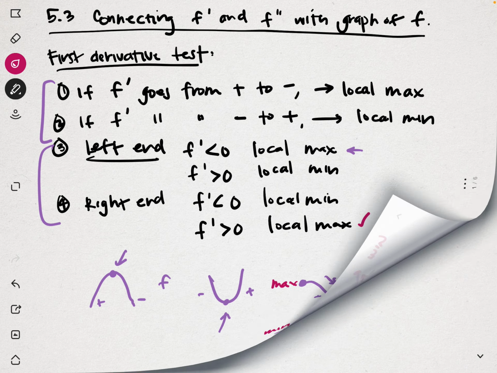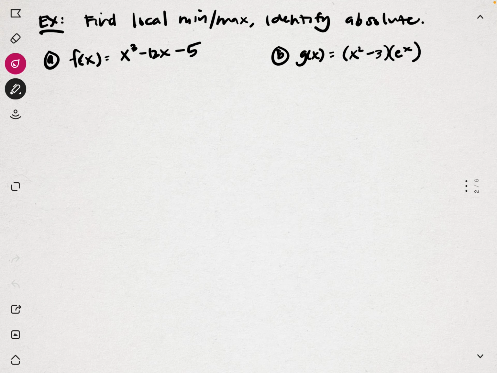Okay, so let's go ahead and apply this to our functions here. So x cubed minus 12x minus 5. We take the derivative with respect to x of our function, so we get 3x squared minus 12. The 5 derives out. What we're going to try to do here is find our zeros, our critical points.